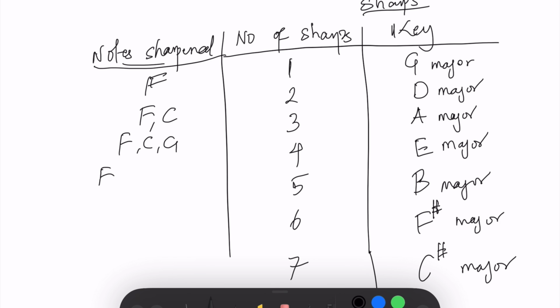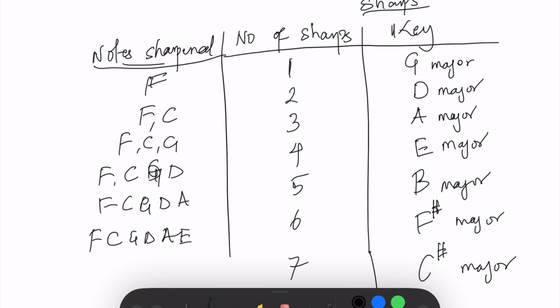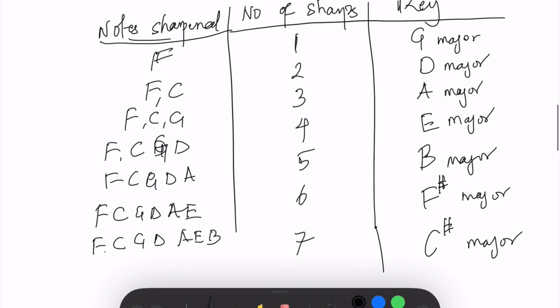And then F, C, G, D for 4. This is F, C, G, D, A for 5. F, C, G, D, A, E for 6. And F, C, G, D, A, E, B for 7. Right. So these are the notes that are sharpened for the sharp family of keys.